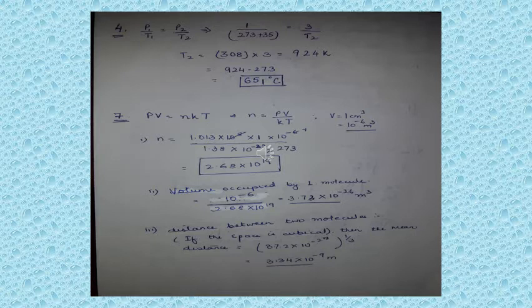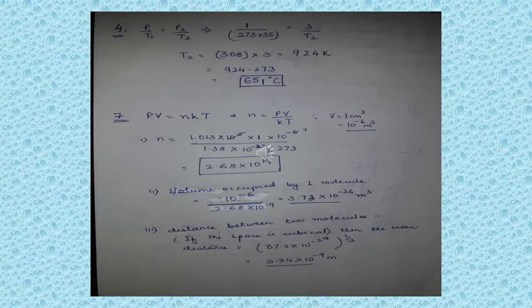In this, air is filled in a bottle at atmospheric pressure and is corked at 35 degrees Celsius. So the initial temperature is given as 35 degrees Celsius, which is equal to 308 Kelvin. If now the pressure changes to 3 atmospheric pressure, then what should be the temperature in order to remove the cork? Using the equation P1 upon T1 equal to P2 upon T2, we get the value of temperature as 924 Kelvin, which is also equal to 651 degrees Celsius.